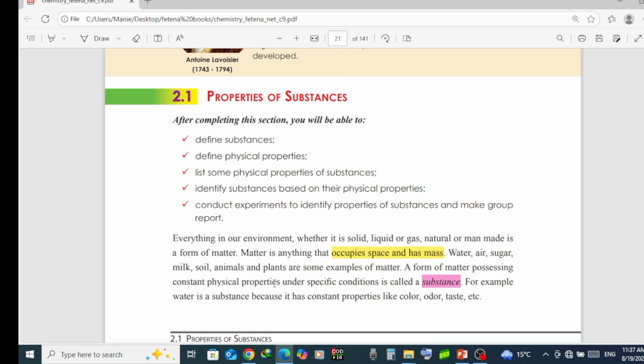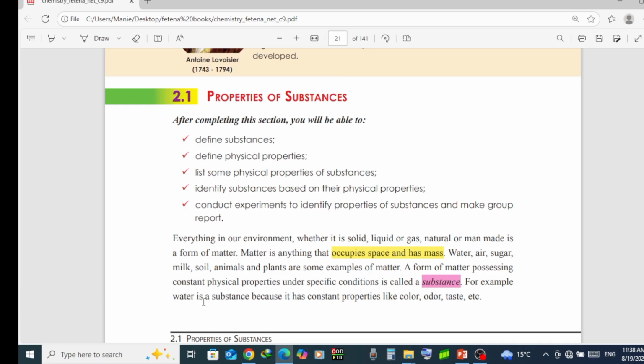ቋሚ የሆነ አካላዊ ባህሪ በተወሰነ ሁኔታ ወይም በማይለዋወጥ ሁኔታ ቋሚ የሆነ አካላዊ ባህሪ ያላቸው የቁስ አካላቶች ልዩ ቁስ ይባላሉ። Therefore, a form of matter possessing constant physical properties under specific conditions. The conditions must be specific. በተወሰነ ሁኔታ ነው የሚለው። የተወሰነ ሁኔታ ማለት መጠነ ሙቀትና ግፊቱን ማለት ነው። ስለዚህ ቋሚ በሆነ መጠነ ሙቀትና ግፊት የራሱ የሆነ የማይቀያየር አካላዊ ባህሪ ያለው የቁስ አካል አይነት ልዩ ቁስ ይባላል። So, a form of matter possessing constant physical properties under specific conditions is called substance.